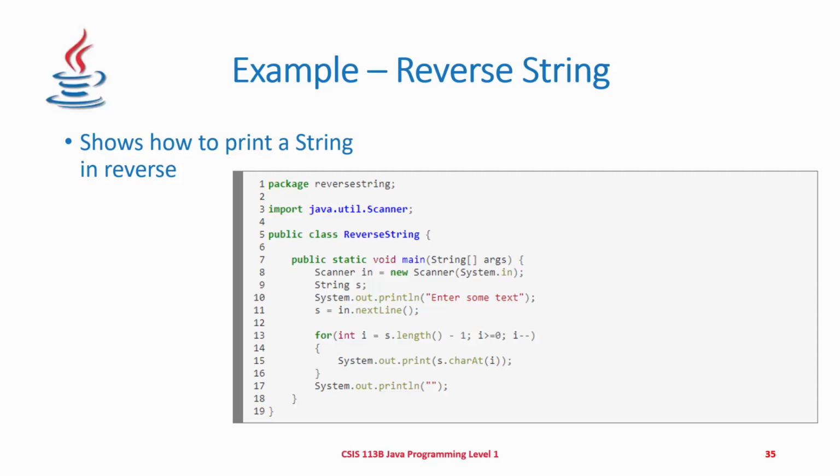We go back and decrement the value of I, so now we're printing the second to last character, and then the third to last character, on and on through the loop until we have printed all the characters in the string to the screen, until our I is at 0.